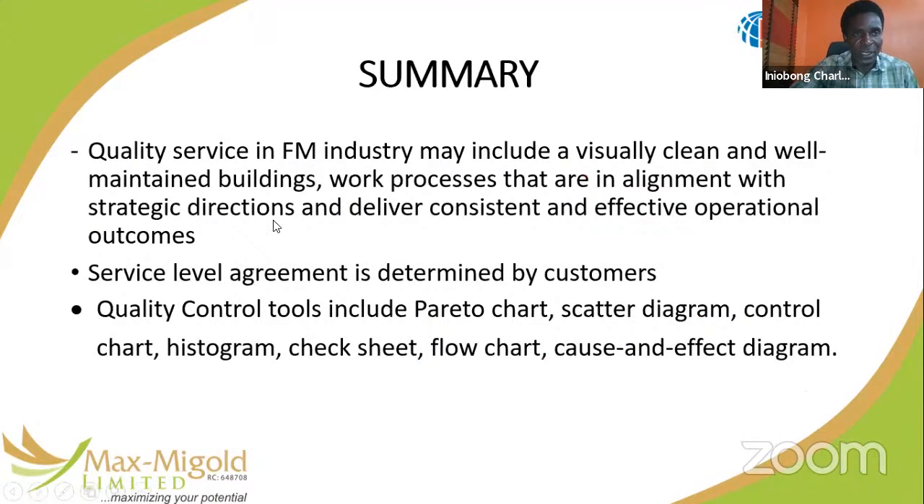So in summary, quality service in the FM industry may include visually clean and well-maintained buildings, work processes that are in alignment with strategic directions, and delivery of consistent and effective operational outcomes. So first, your facility must be visually clean, aesthetically appealing. People want to come into your facility and see that it is inviting. It gives you some level of rest.